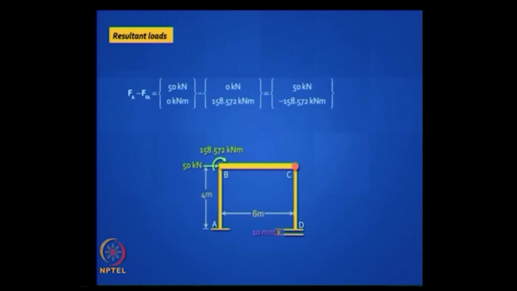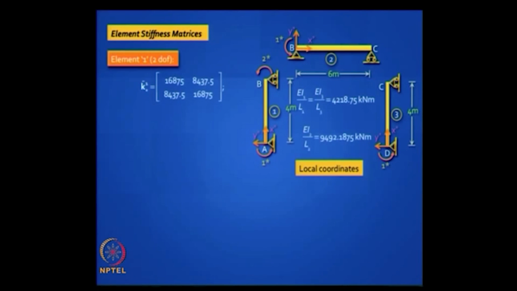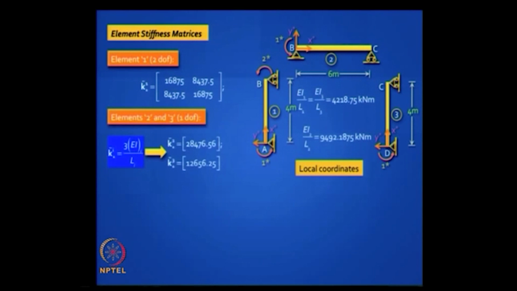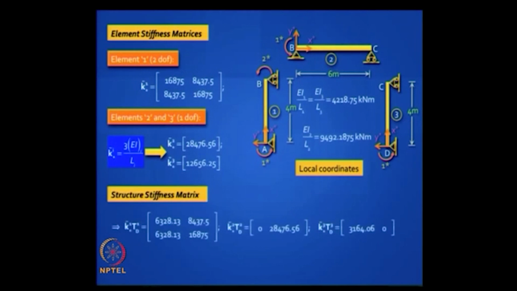But here you might have a bigger effect of axial deformations. The reason is this frame is very flexible. So how much it moves will be affected a bit by axial deformation. So let us take a look at what you get. What about your stiffness matrices? For element 1 no change, you have the same 2 degrees of freedom. For elements 2 and 3 the change is 3 EI by L, right. So you do that 3 EI by L, write down these values. It is a 1 by 1 matrix, very easy to calculate.